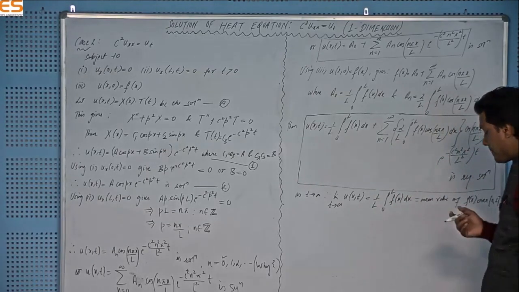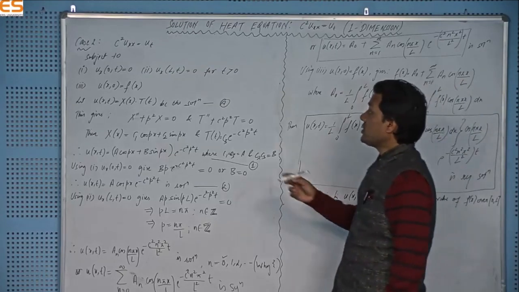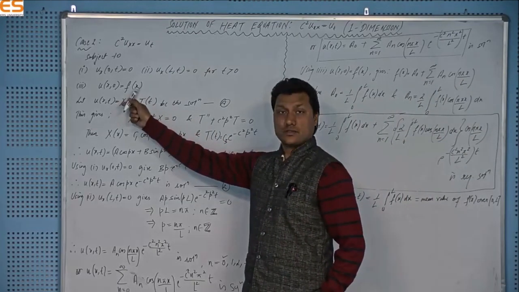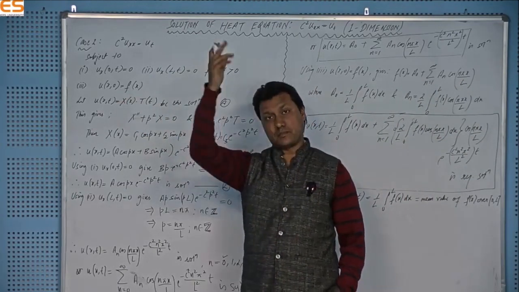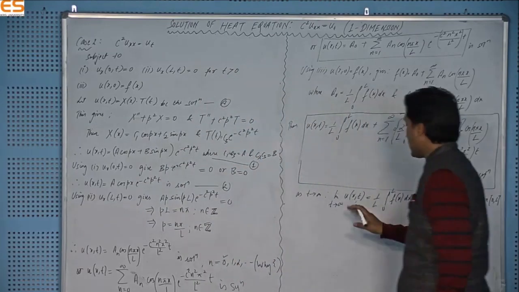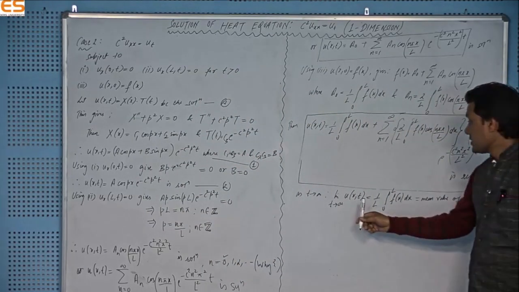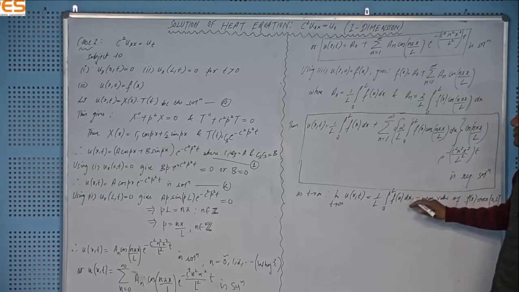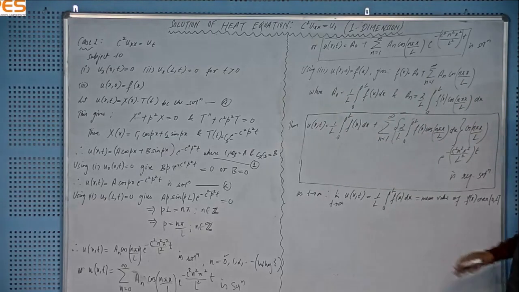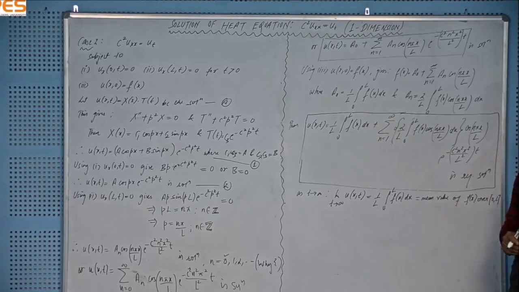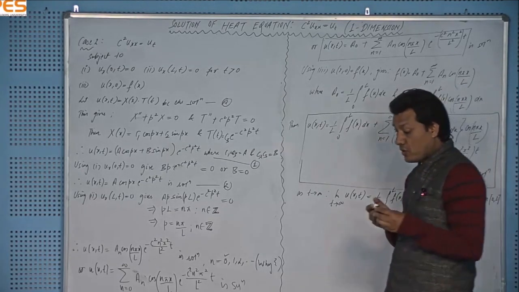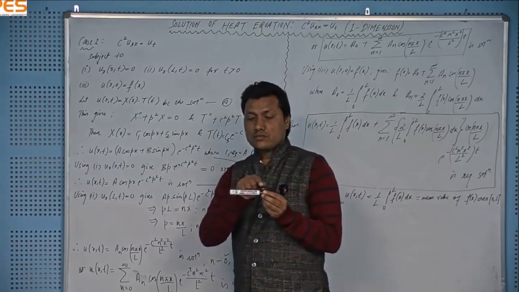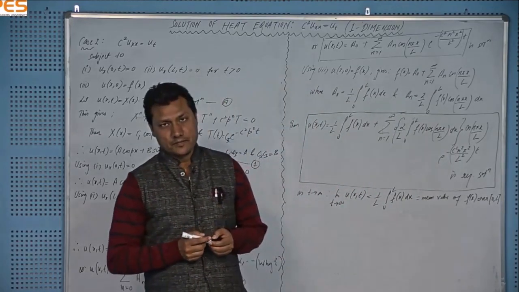And what does it mean? It means that your initial temperature distribution was f(x) initially, but after a large time the temperature of the rod is equal to a constant, and that constant is equal to the average value of that function. It means the temperature gets uniformly distributed over the length of the rod after infinite time.